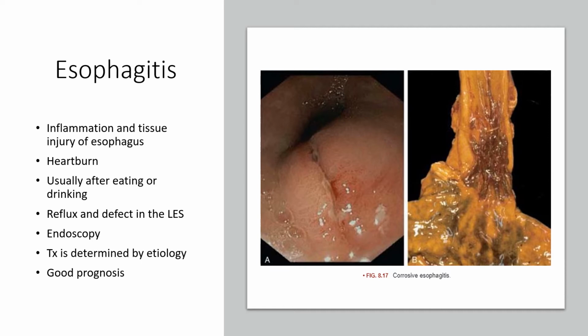So with esophagitis can come reflux as well as defect in the lower esophageal sphincter. So again, we talked about that in GERD, how that lower esophageal sphincter is relaxing when it shouldn't be relaxing, and contents are being refluxed back.